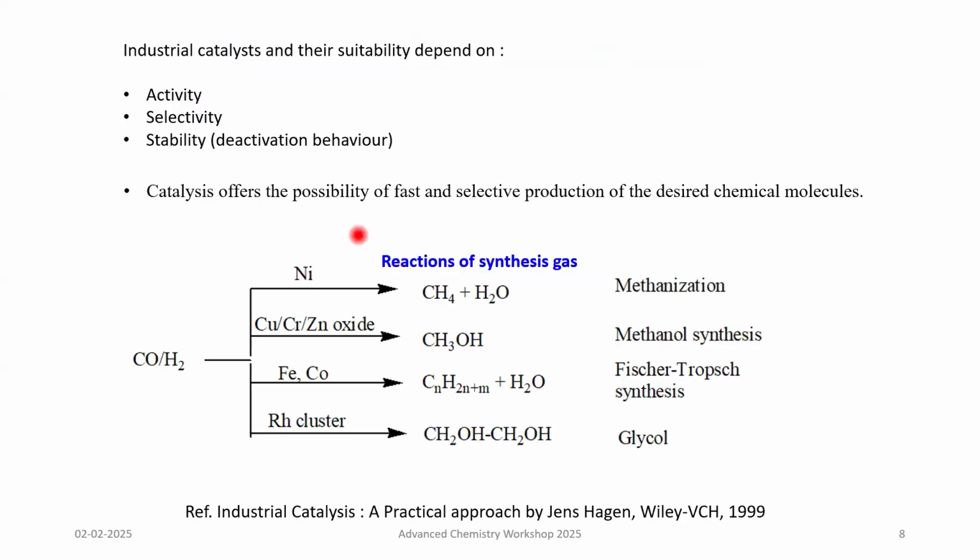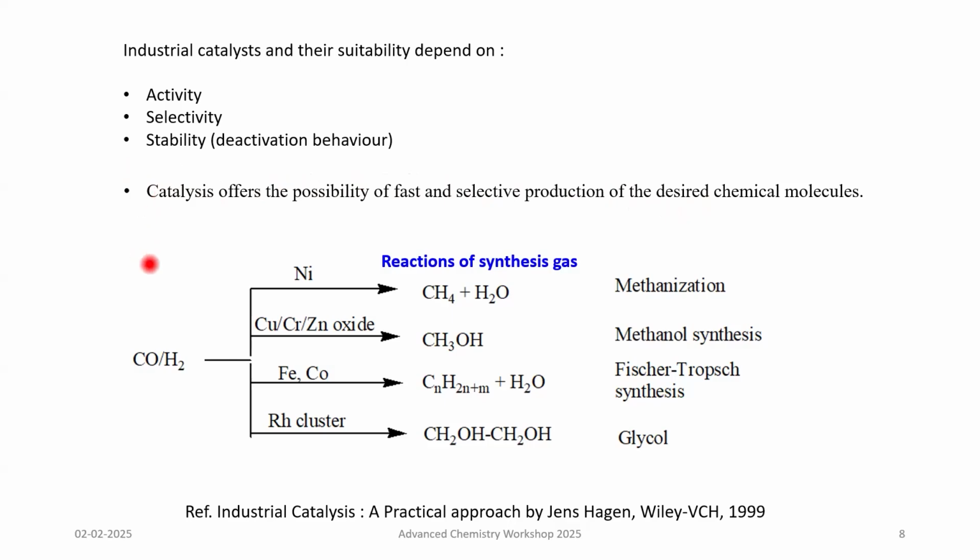Now you see, in industrial catalysis, basically they worry about these three: activity, selectivity, stability. It doesn't matter what material it is. You have to have good activity, good selectivity, good stability, then only industries will invest money, right. So catalysis offers a possibility of fast and selective production of the desired chemicals. One of the reasons why we are using catalysis is that the reaction should be faster, the reaction should be selective, right.